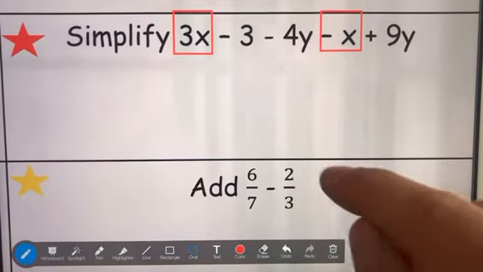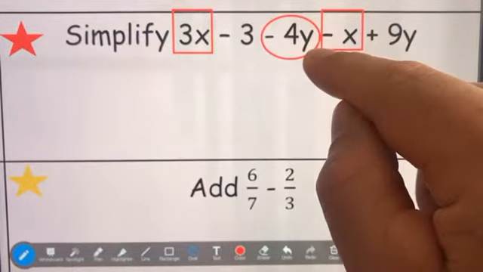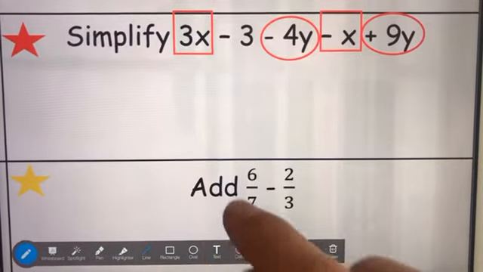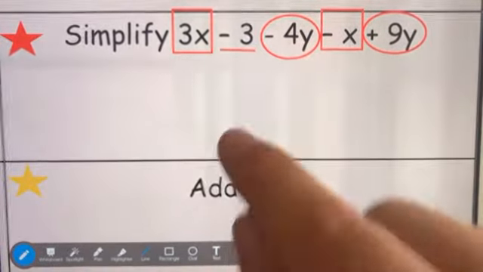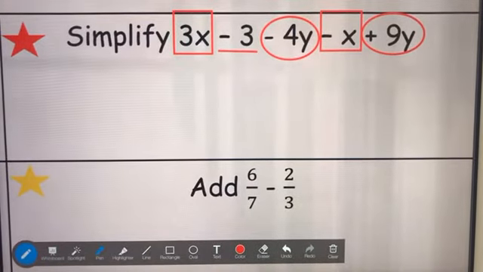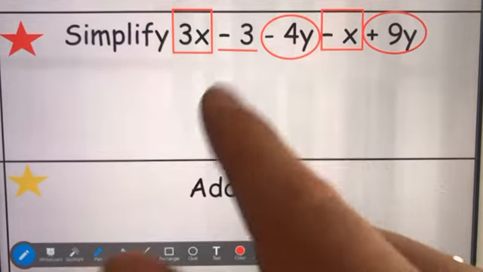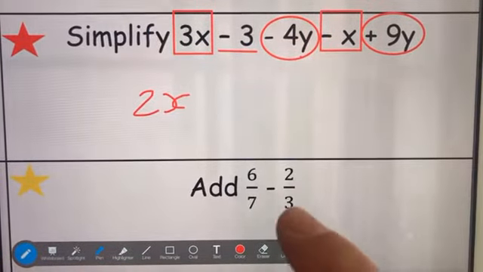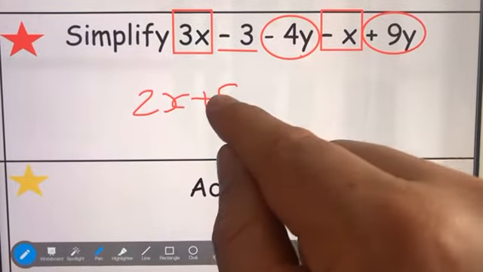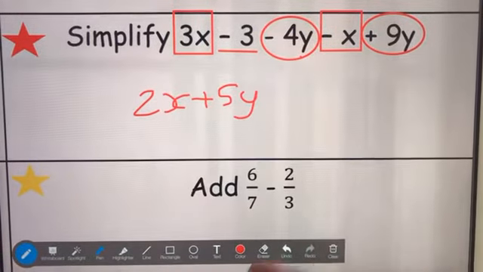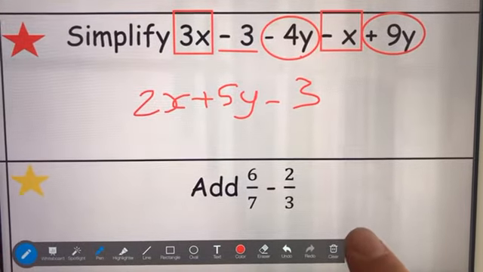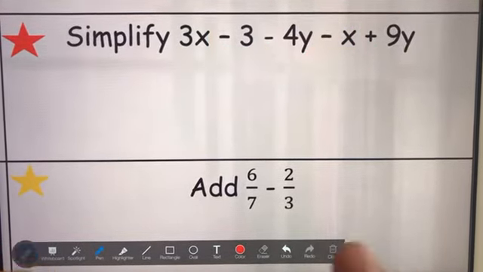I'm going to go an oval for the y's. And then not much left. So I'm just going to pick a line for anything that's not an x or a y. It's just on its own. Okay, so we've got 3x take away 1x is 2x. I've got minus 4y plus 9y is positive 5y. And then this number, there's nothing that matches it, so I just have to put it on the end. Minus 3. 2x plus 5y, take away 3 for 1 point.